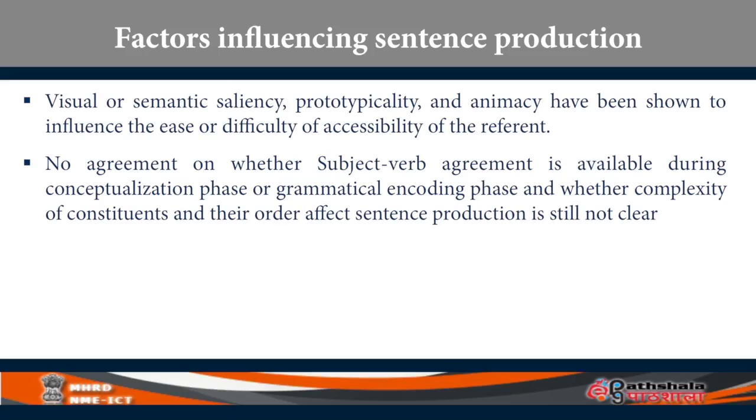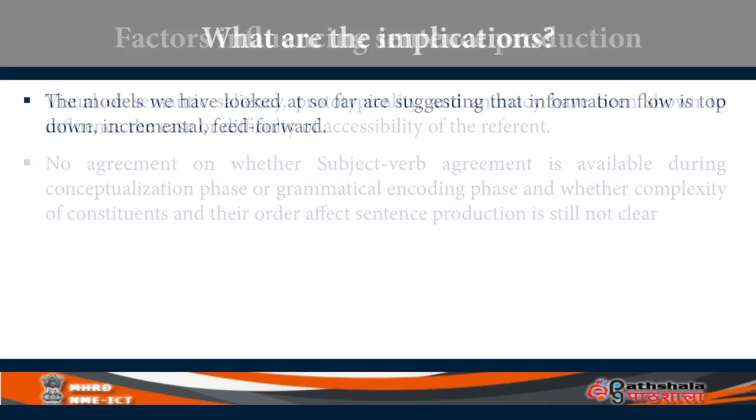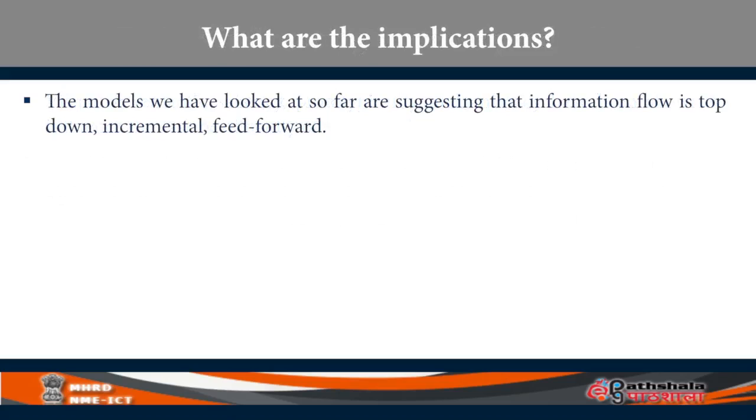So what are the implications of questioning universality and bringing in language specificity? The models we have looked at are basically top down or unidirectional. I said we conceptualize, then grammar and lexicon help us in the middle stage, then speech motor commands make us finally open our mouth and we produce. So here we are saying that it's unidirectional, feed forward. Information is coming from top to bottom.